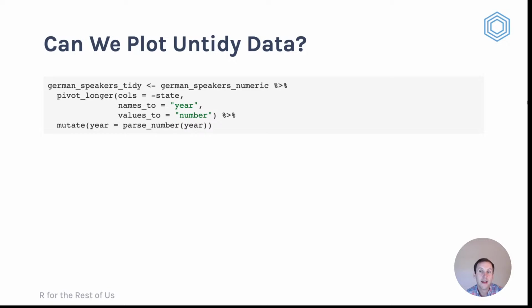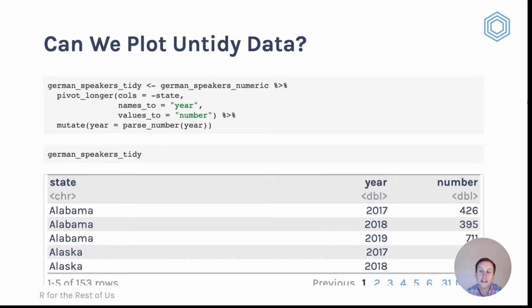If I take that data that I've imported and I make a new data frame called German speakers tidy, I'm doing some pivoting here, and I'm not going to walk through the details, but it'll be really similar to what we did before. Let's say I end up with this data now. So we have state, Alabama, year 2017, 2018, 2019, and this will look really familiar, right, from the last section.